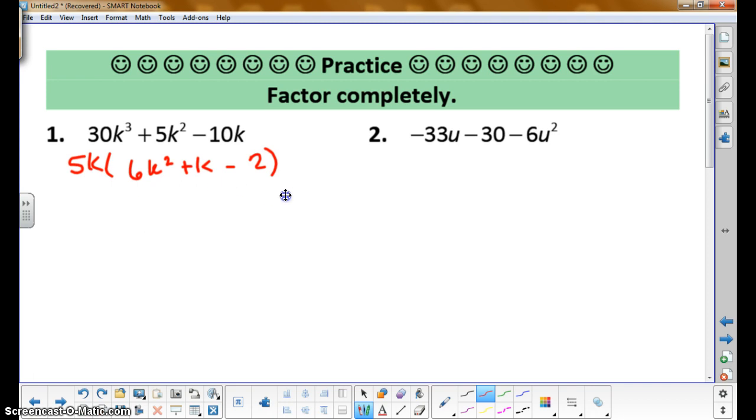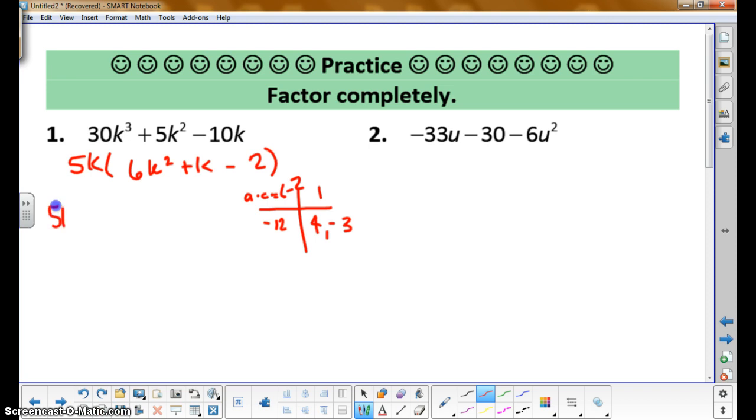Now we have a trinomial, so we're going to try AC factoring. A times C is 6 times negative 2, and that would be a negative 12. Whoops, I wrote one thing and said another. A negative 12. And we have a positive 1 for B, so we're looking for two factors of negative 12 that will add up to a positive 1, and I believe that will be 4 and negative 3.